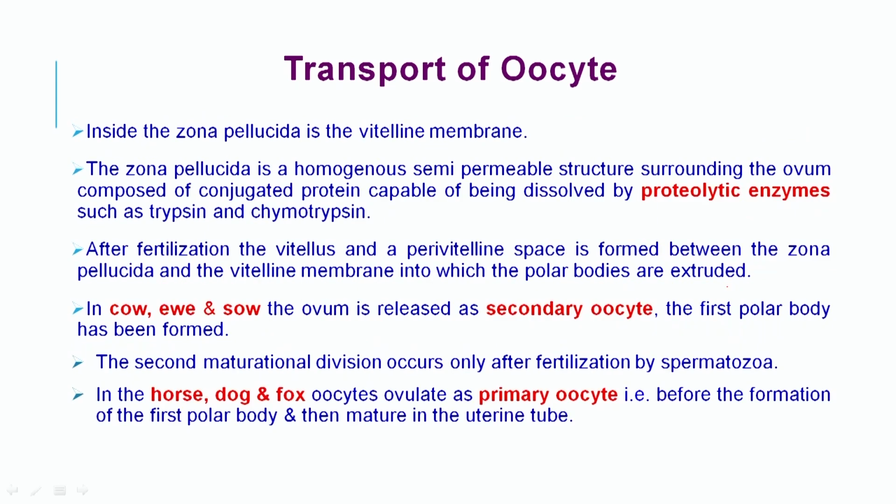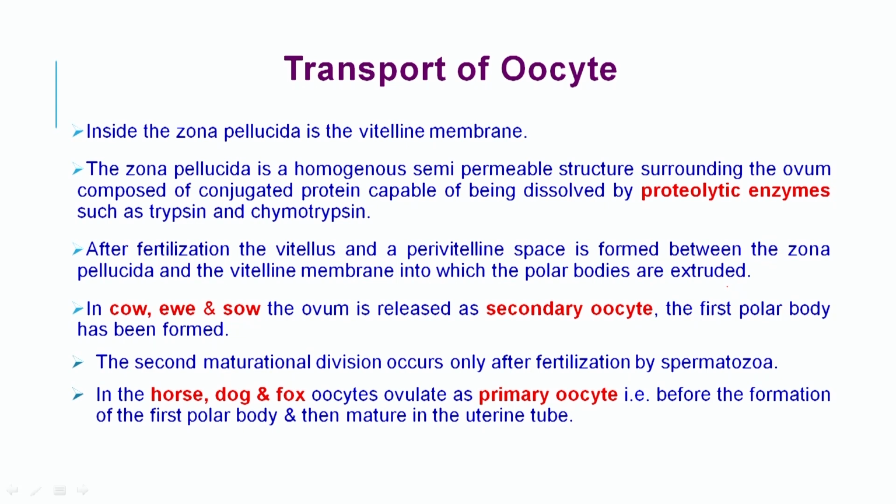Inside the zona pellucida is the vitelline membrane. The zona pellucida is a homogeneous semi-permeable structure surrounding the ovum, composed of conjugated protein capable of being dissolved by proteolytic enzymes such as trypsin and chymotrypsin. After fertilization, the perivitelline space is formed between the zona pellucida and the vitelline membrane, into which the polar bodies are extruded.